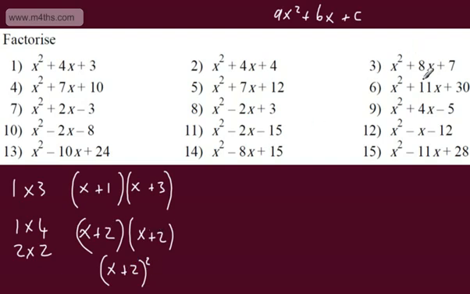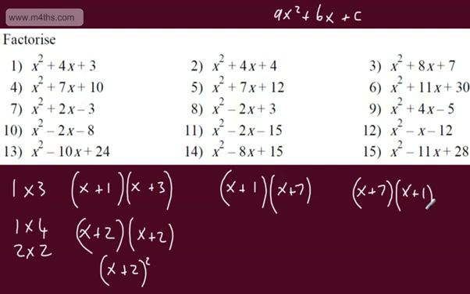Let's look at this one. We need two numbers that multiply to give 7 and add to give 8. That's going to give me x plus 1, and then x plus 7. 1 times 7 gives me 7, 1 plus 7 gives me 8. It doesn't matter if you write this now as x plus 7 and then x plus 1. That's perfectly fine. These two things are identical. The only issue about swapping these over is if we had a plus and a minus.